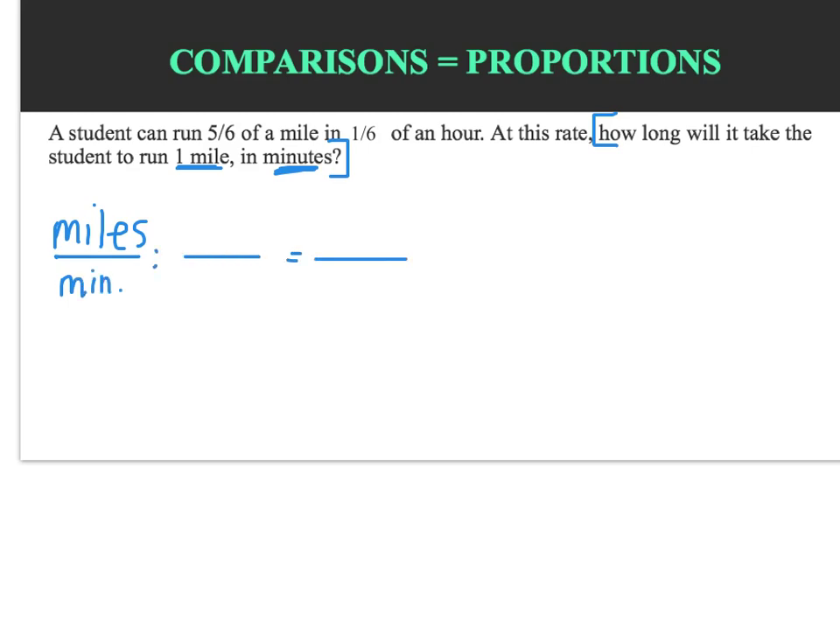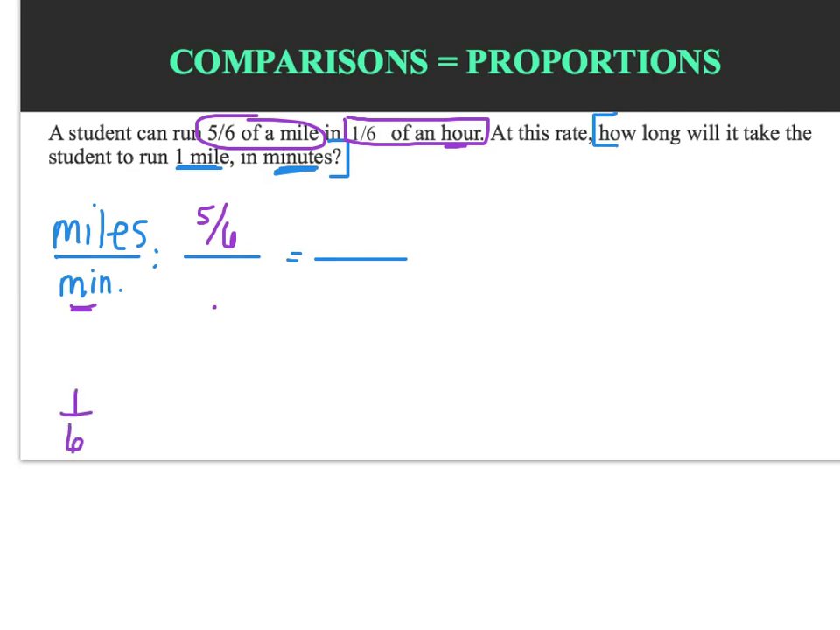Next, I'm going to go ahead and pick out what I know. I know he can run 5/6 of a mile in 1/6 of an hour. Now I cannot put 1/6 in the denominator because the 1/6 is 1/6 of an hour, and here we are looking for minutes. So we have to convert this 1/6 of an hour to minutes.